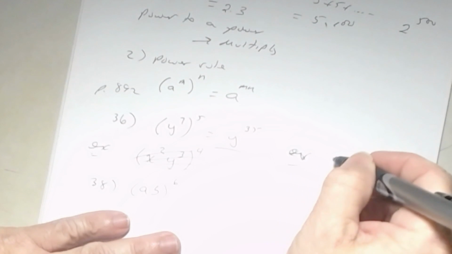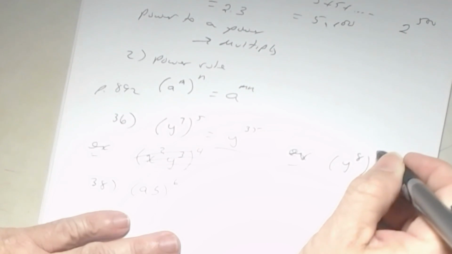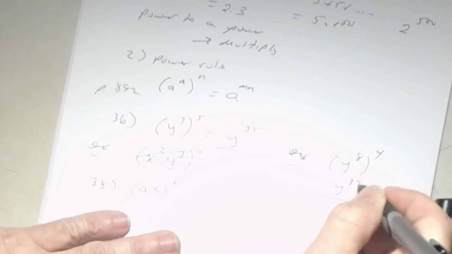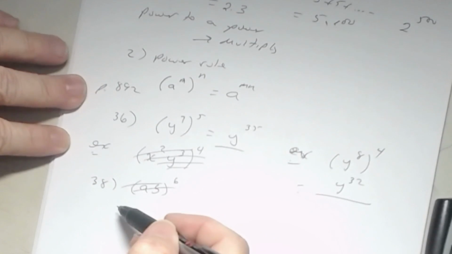So let's write this example. Suppose we had y to the 8th raised to the 4th power. What's the answer? Y to the 32nd. And that's all the power rule was. Okay? That's all the power rule was. Okay? Power raised to power, you do what? Multiply. All right. Now, those two things I kept crossing out, it still involves a power rule, but it's also called something else. So that's what I want to talk about.